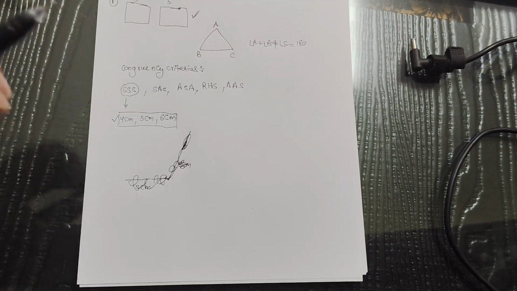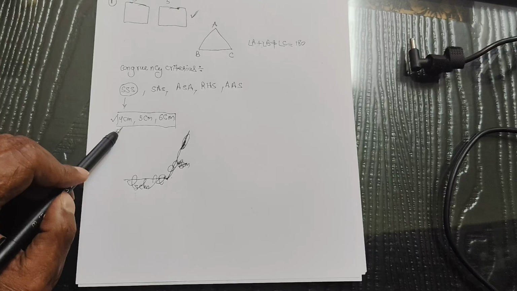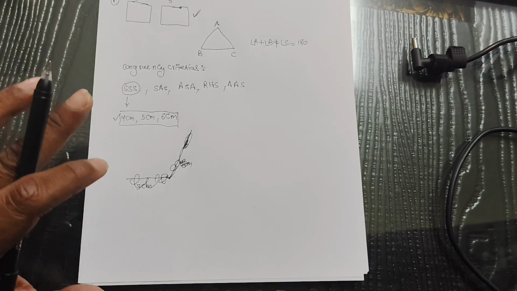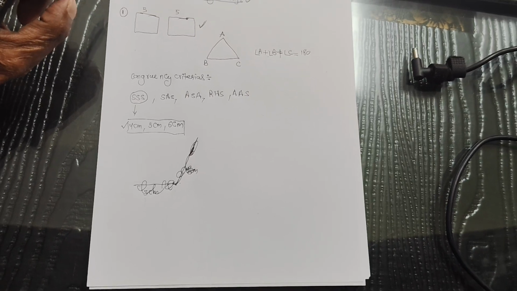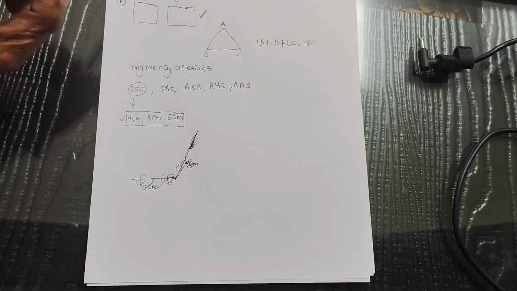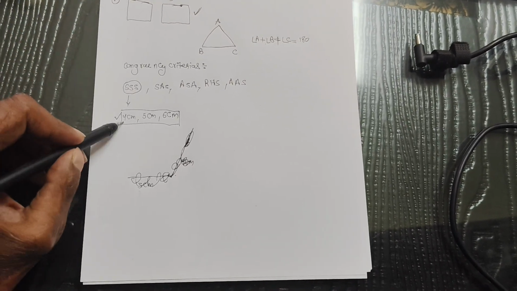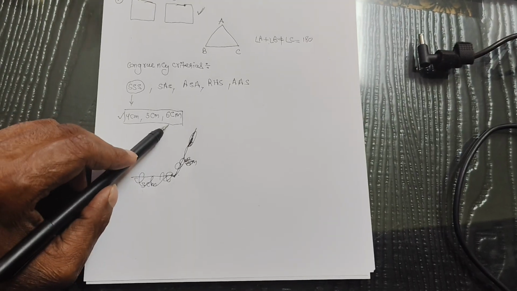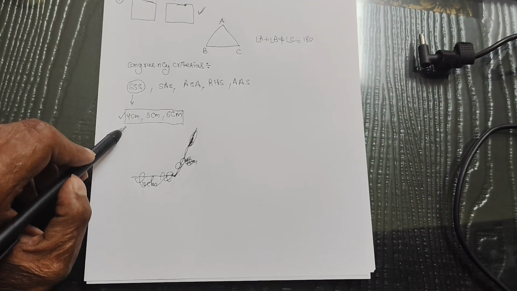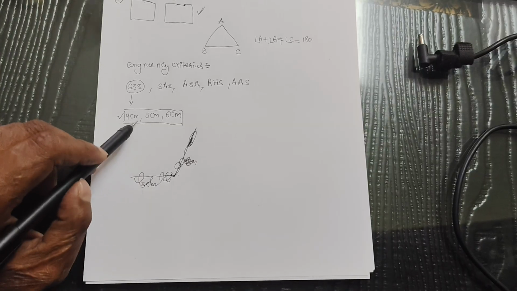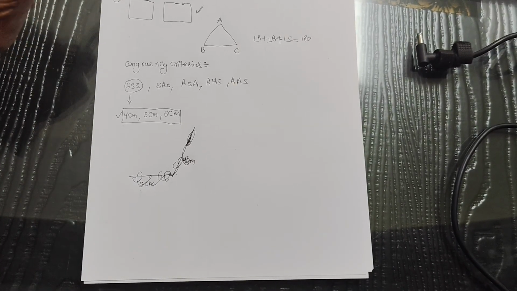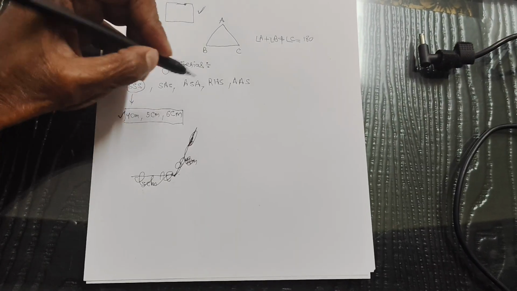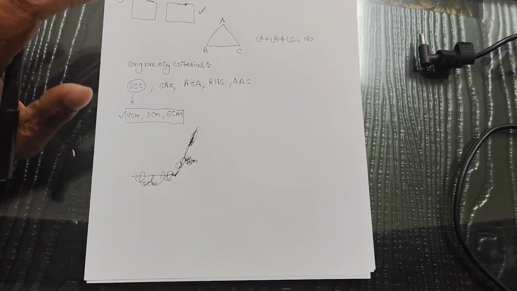For example, if I'm considering 4 centimeters, 5 centimeters, 6 centimeters, you have to check beforehand that the sum of any two sides must be greater than the third side. For example, 4 plus 5 is 9, it must be greater than 6. 5 plus 6 is 11, it must be greater than 4. So there are three possibilities. 6 plus 4 is 10, 10 must be greater than 5. You have to check before taking the measurements. So these measurements are eligible to generate a triangle.